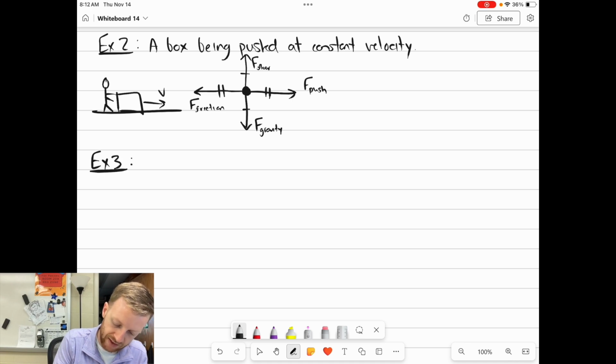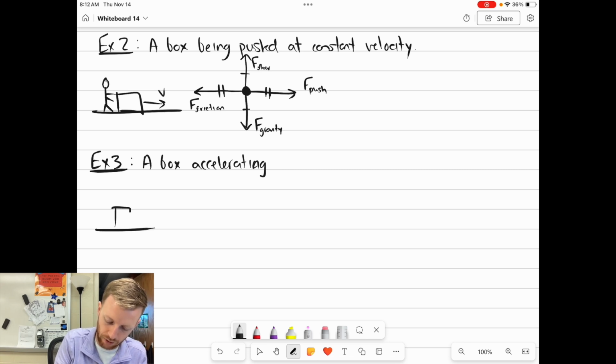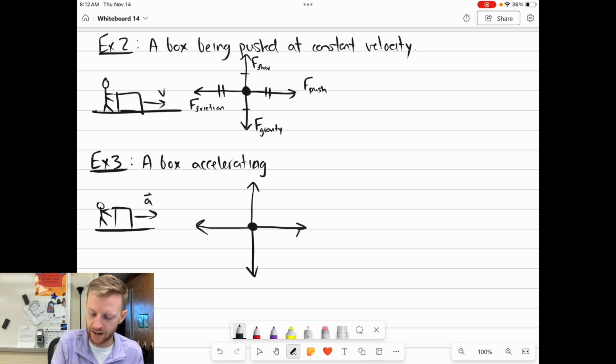We are now going to do the same box, but now I have a box accelerating. And it's going to be the same box from before, but this time, instead of velocity, I have acceleration pointed in that direction. So, what does that tell me? Well, it means that I have to have a bigger force. So, I'm going to have the same 4 forces acting here. But if I drew the same free body diagram, this would imply constant velocity, and I'm not traveling at constant velocity. So what has to change?